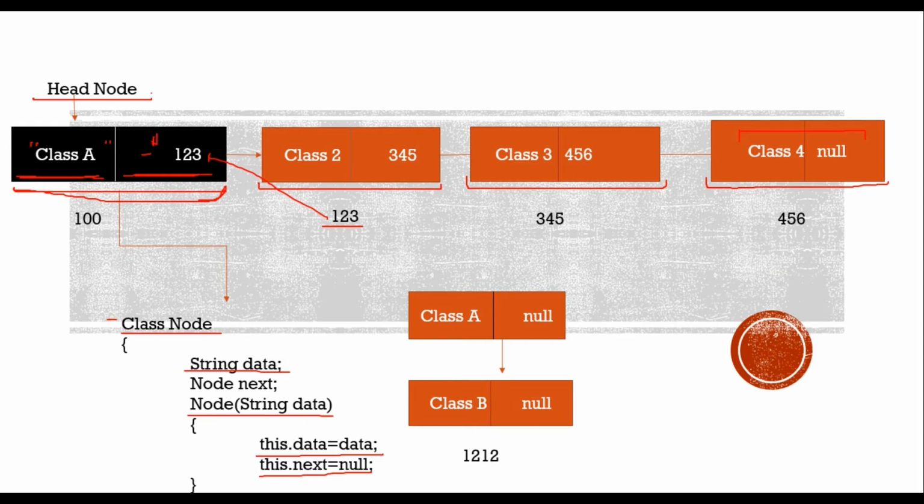So programmatically, instead of this null, we would put here the address 1212 of this node. So this becomes a chain, like this, and now B's next is null. This is the concept of linked lists.